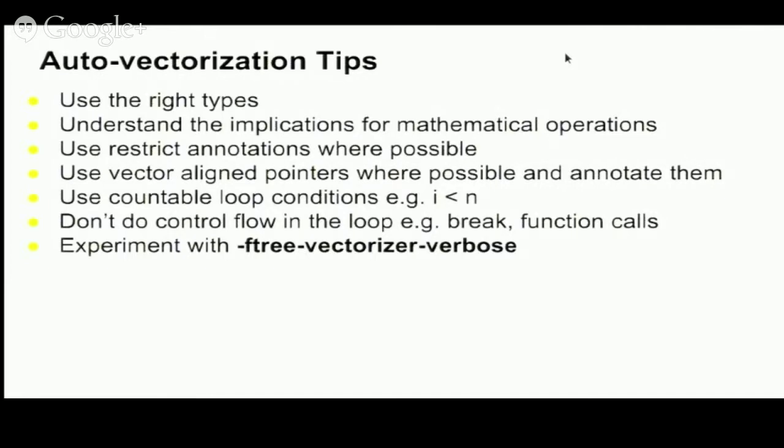Loop conditions: that was a very simple loop using a constant, which is slightly cheating, but as long as your loop conditions are simple and GCC can analyze them easily, like for i equals 0 to n, that kind of thing will do well. If you have something more complex, not so much. Things like breaks and function calls in the loop, any complex flow control, is probably going to stop it happening as well. And -ftree-vectorizer-verbose is where you want to look.